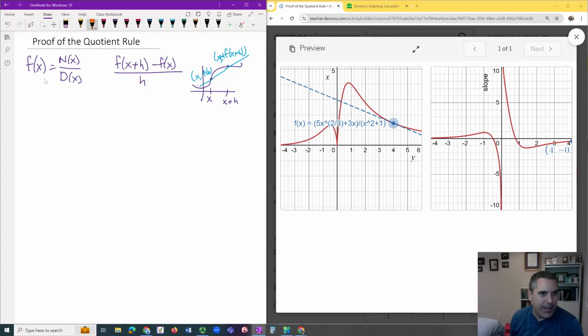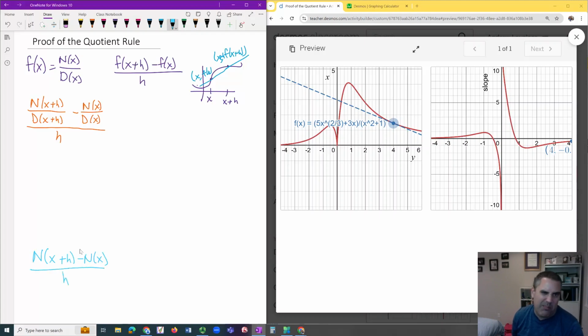Okay, so we're going to plug in an x plus h. So it's going to be n of x plus h over d of x plus h minus n of x over d of x, all divided by h. We're going to try to simplify this to a point where we identify the derivative. So just a reminder that if we ever can get to a point where it's n of x plus h minus n of x, I'm going to see how this proof goes.